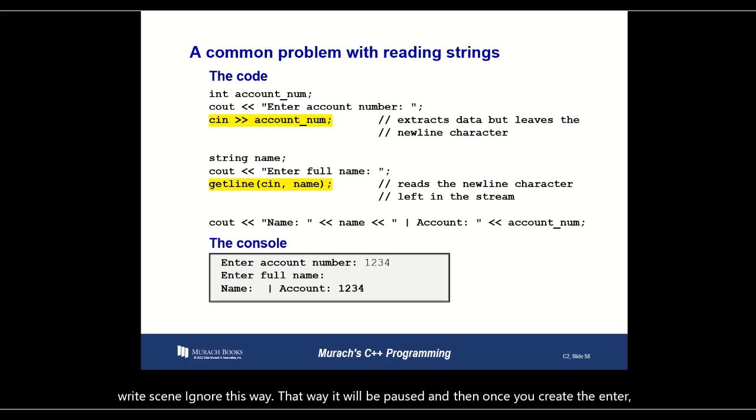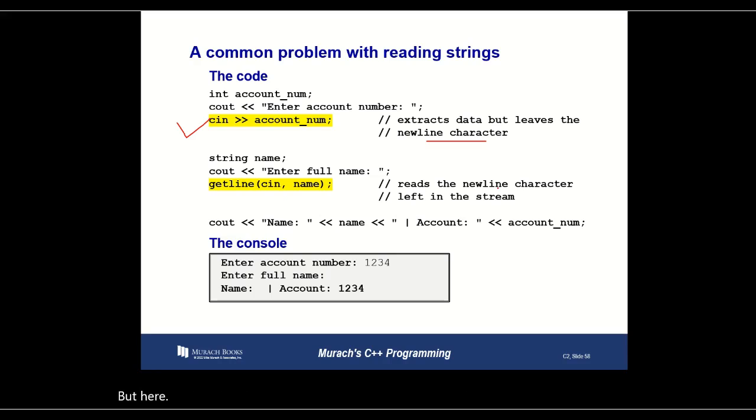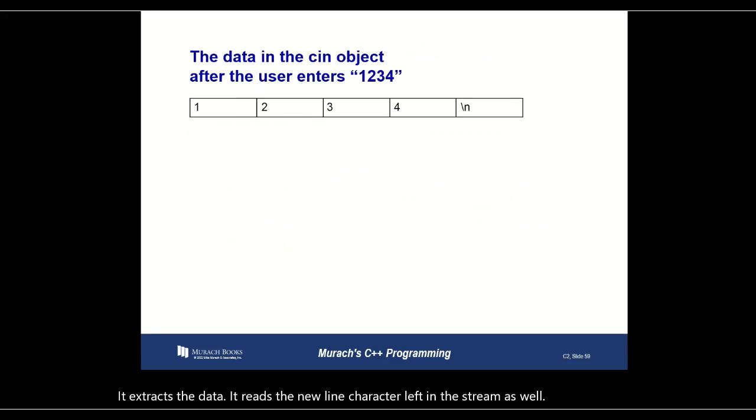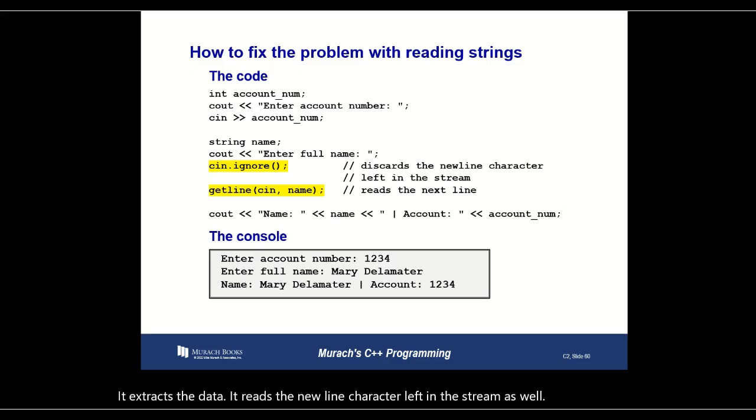There are common problems reading strings. Using cin, it extracts the data but leaves the newline character. But here, it extracts the data and also reads the newline character left in the stream. Okay. You can fix the reading string issue by using ignore, which discards the newline character, and then it reads the next line, like this one.